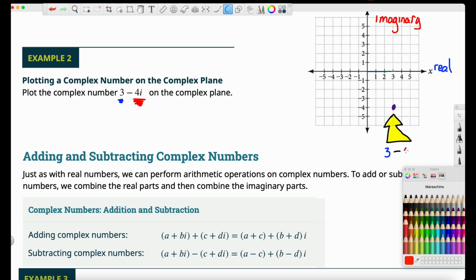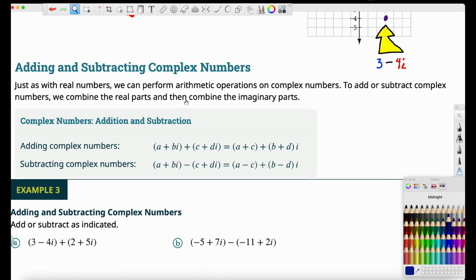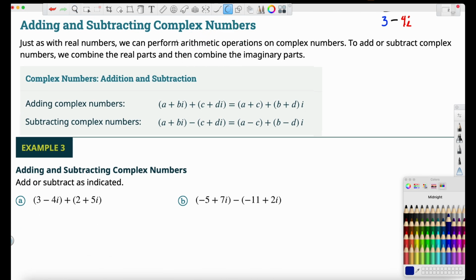Let's see what happens when we add and subtract complex numbers. What we're going to see in this part is that i just acts like a like term. Okay, so we're going to combine the real parts and then we're going to combine the imaginary parts. As we see here in these two equations, we are grouping our real and our imaginary together, and then we'll simplify.